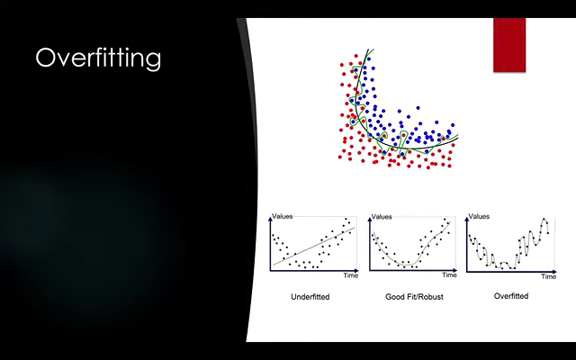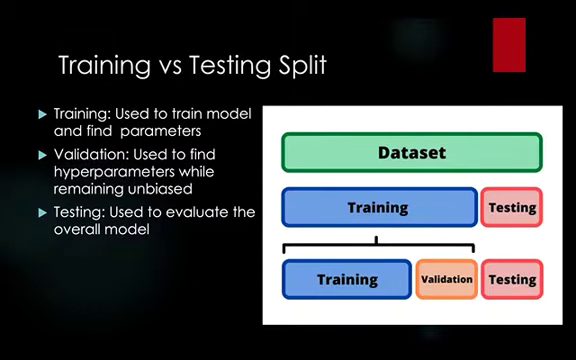Some big problem when it comes to splitting our data is with overfitting, which we'll get into a bit. But I think it's more important to first talk about this training test data split. So first we start out with our entire data set, and we use training to train our model, to find parameters, to find all these important insights when it comes to the data. Then it's important to test our data.